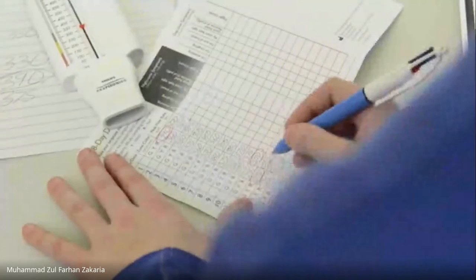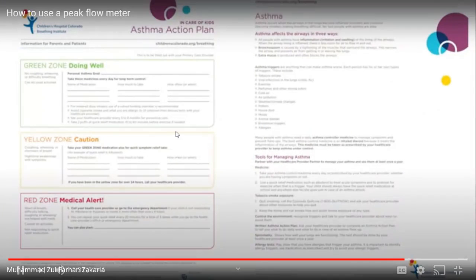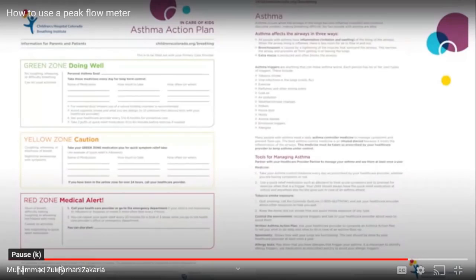Your asthma action plan will use your peak flow numbers to treat your asthma based on your symptoms.